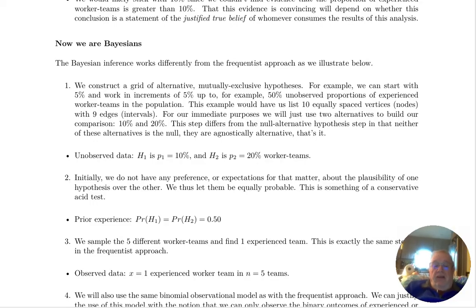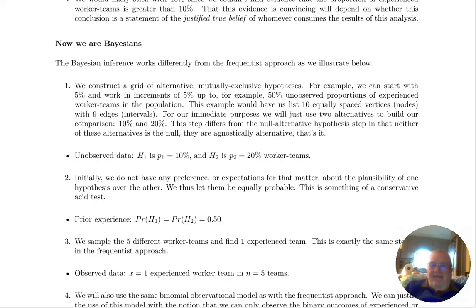And yes, indeed. Now, on the Bayesian side, we construct a grid of alternative, mutually exclusive hypotheses. We can start with a grid with 5% increments up to, for example, 50% unobserved proportions of experienced worker teams. These are the conjectures. This would have us list 10 equally spaced vertices, nodes, and 9 edges, intervals, and we could go ahead and do that.